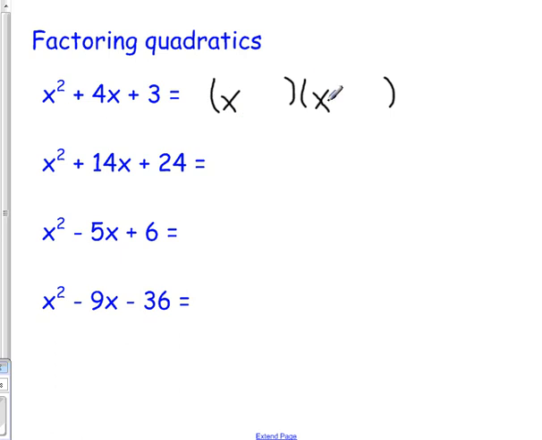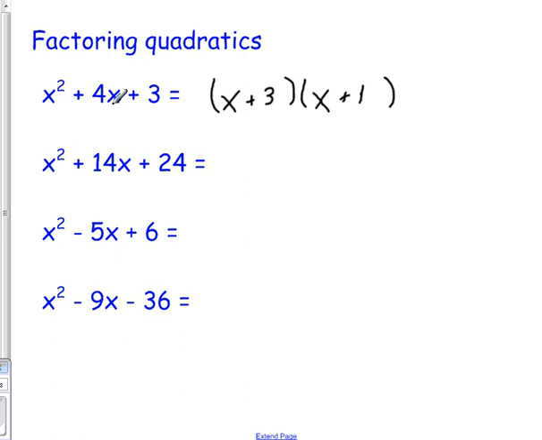So I know x times x, that's how I'm going to get x squared. And then I know I need to end up with a 3. So this number times this number has to give me positive 3. There's really only one way to do that, well, there's two ways. You could do x plus 3, x plus 1, or you could go x minus 3, x minus 1.